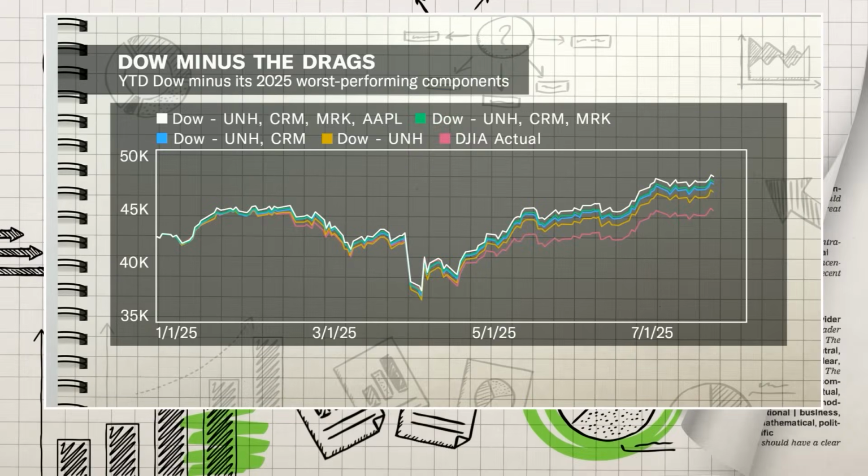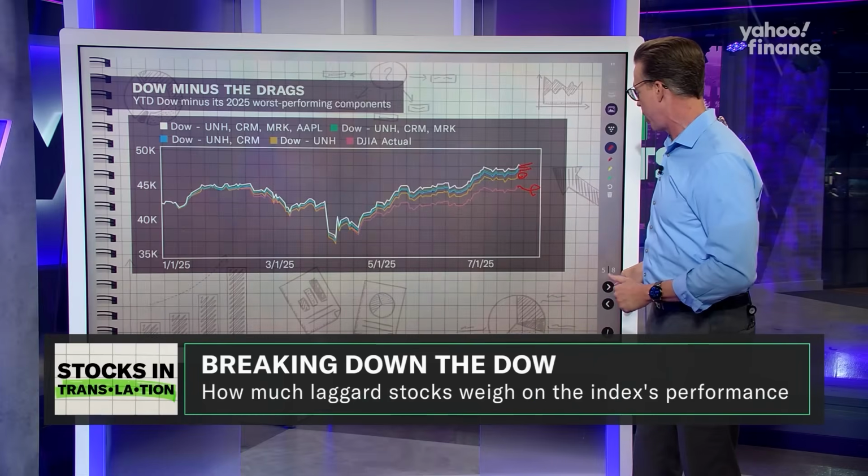So the orange line right here, which terminates last, that is the actual Dow. And then when you take out United Health in yellow, you have that line up here. And then I also took out Salesforce, Merck, and then Apple, because those were some of the biggest losers this year in percentage terms. And what you end up with is a materially higher Dow price without these big drags in it. And some of them can be actually quite big.